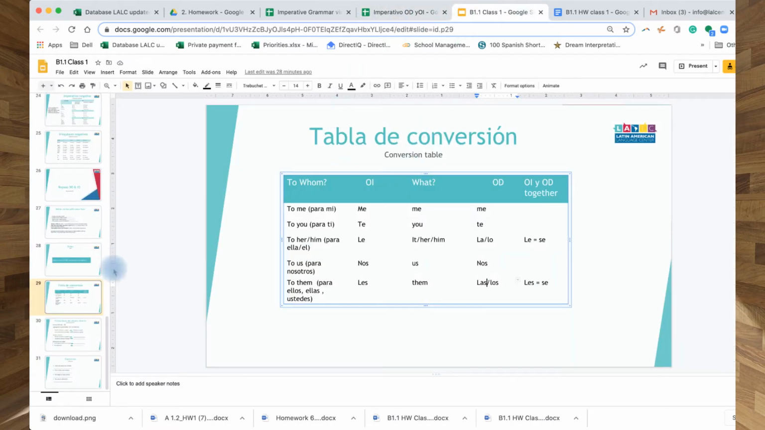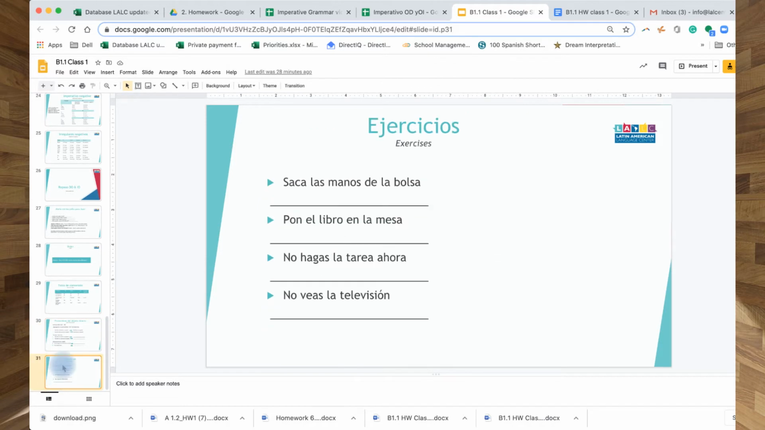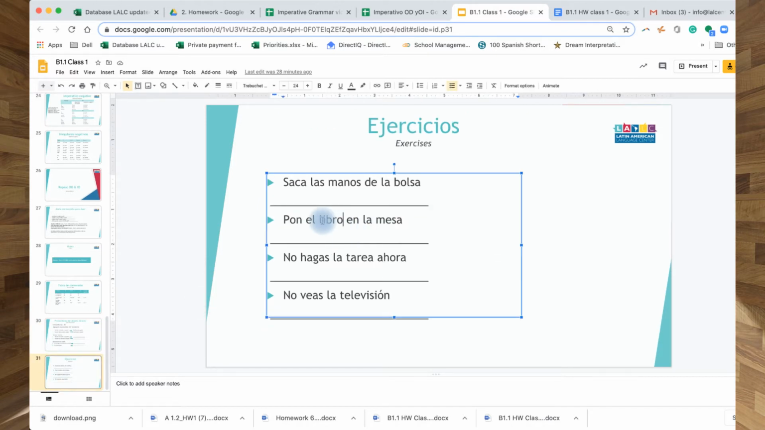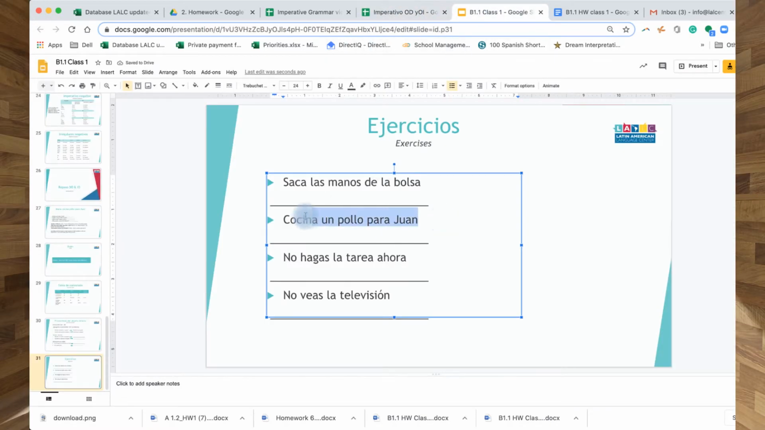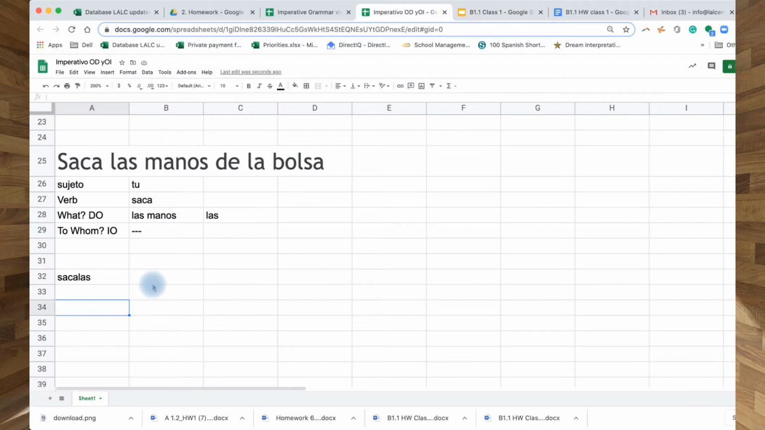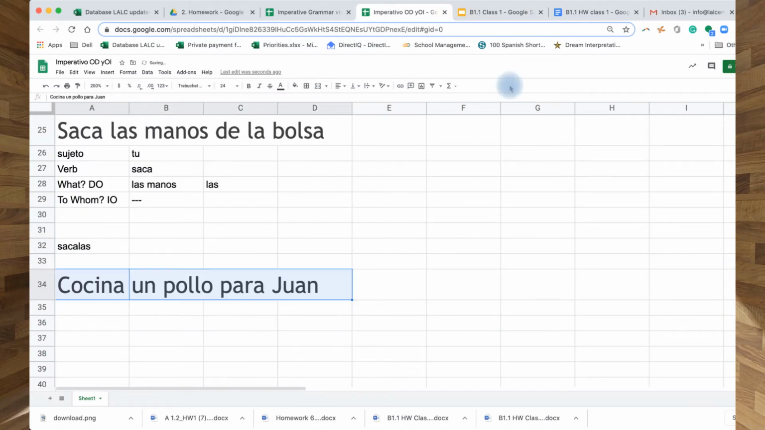Por ejemplo, first affirmative. Vamos a hacer otro. Por ejemplo, the one that we were doing: cocina un pollo para Juan. Okay, so how do we do this? It means cook a chicken for Juan. Let's say this is my order. The whole thing is all the same, right?